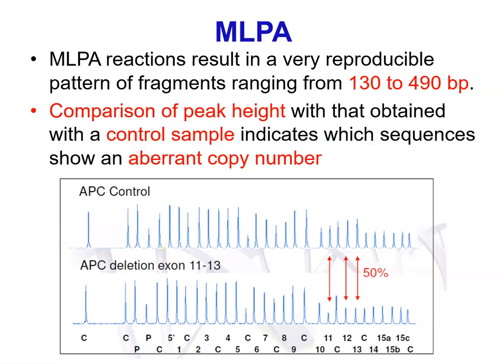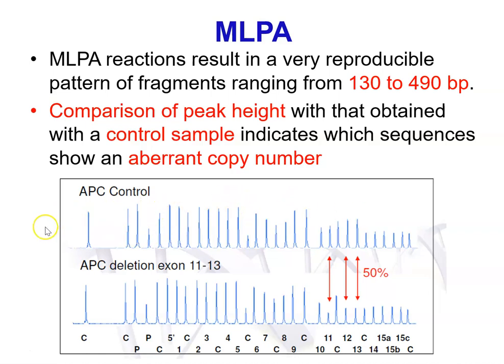So to do this, we would design MLPA assays for every single exon throughout the APC gene, which is a particularly big gene, and then look at the peak heights for a normal DNA sample. Now the peak heights differ in size due to a combination of the size of the amplicon that's produced. So a smaller amplicon might amplify more efficiently than a longer amplicon. So you can end up with different peak heights.